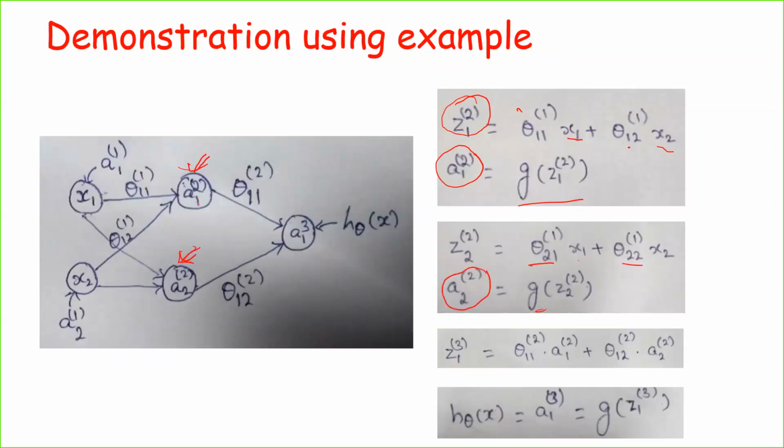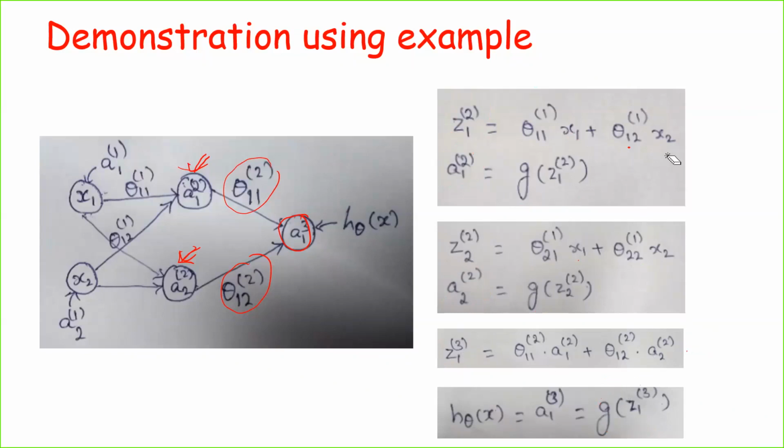Now take this as an input, multiply them with the corresponding weights, and you will get the net sum. Give it to the sigmoid, you will get a13, which is also the output h theta of x. So this is forward propagation. Forward propagation is clear so far?